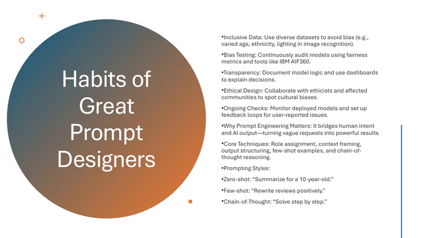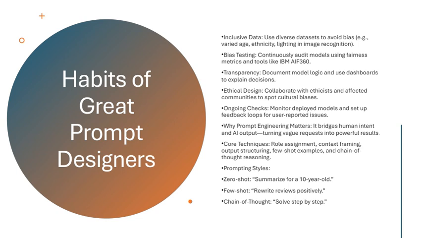Now, why does prompt engineering matter? It's really the bridge between human intent and AI output. It transforms vague or broad requests into precise, powerful results. To do this effectively, we rely on core techniques like role assignment, framing the context properly, structuring outputs, using few-shot examples, and chain-of-thought reasoning to guide the AI step by step.